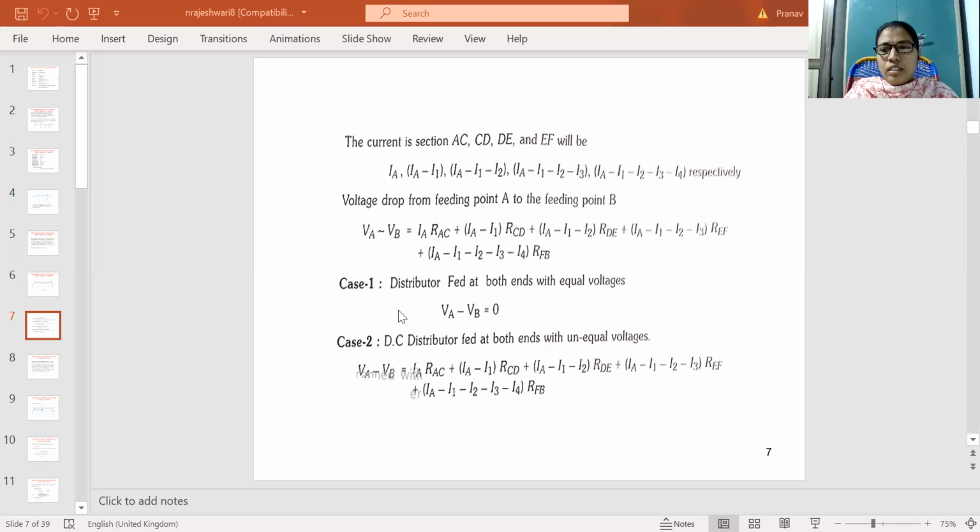So in case 1, the distributor fed at both ends with equal voltages, then VA minus VB is equal to 0. In case 2, DC distributor fed at both ends with unequal voltages, then VA minus VB is equal to this equation: IA RAC plus IA minus I1 into RCD plus IA minus I1 minus I2 into RDE plus IA minus I1 minus I2 minus I3 into REF and plus IA minus I1 minus I2 minus I3 minus I4 into RFB is the final equation with unequal voltages.